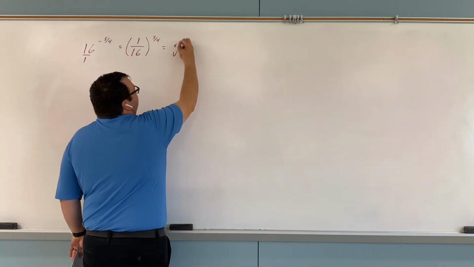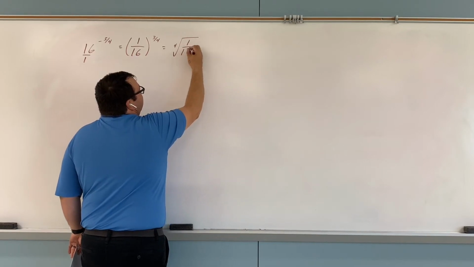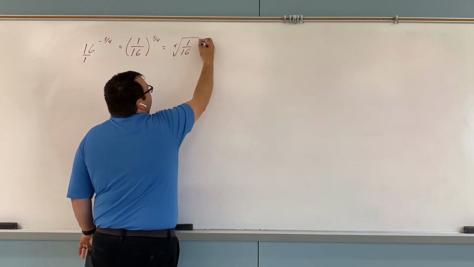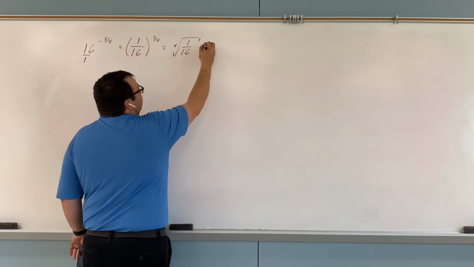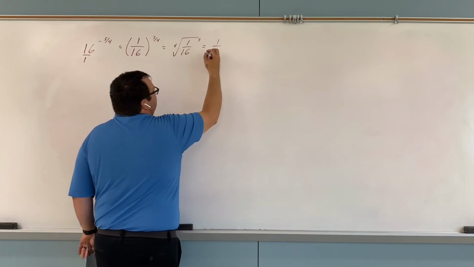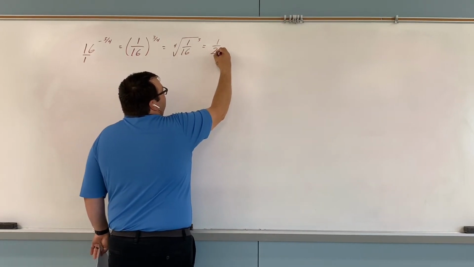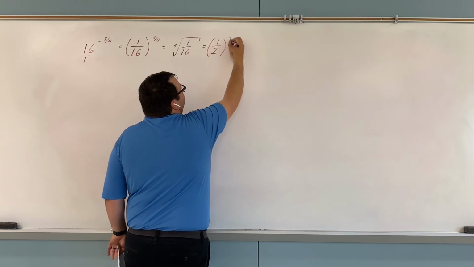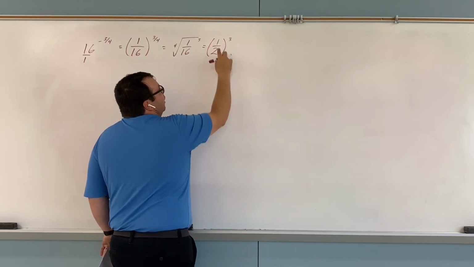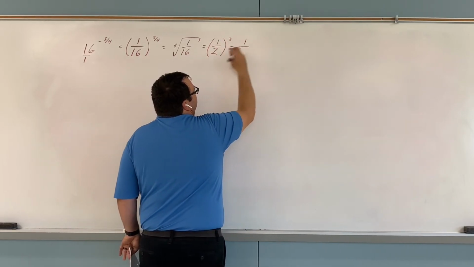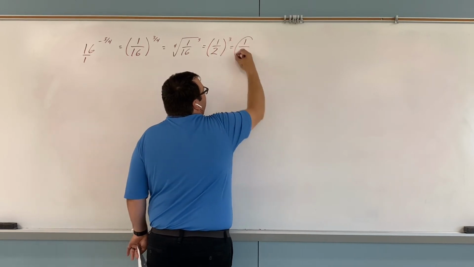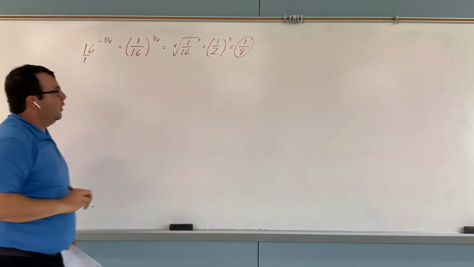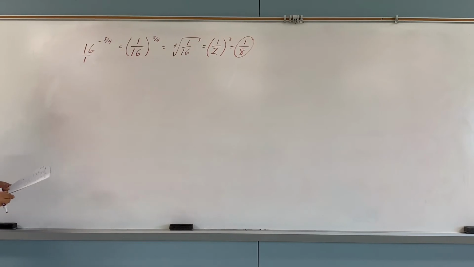So I have the 4th root of 1/16 to the 3rd. 4th root of 1 is 1. That's easy. 4th root of 16 is 2. This is still raised to the 3rd power. Cubic root of 1 is 1. Cubic of 2 is 8. So I get 1/8 as my result.